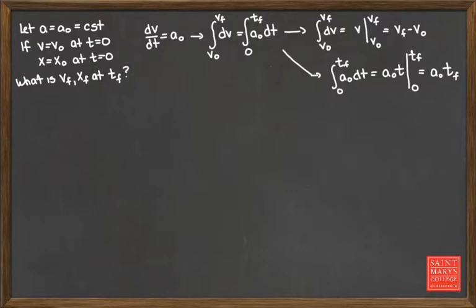Putting everything together, the left-hand side was v final minus v naught. The right-hand side was a naught times t final. If I rearrange this and drop the f's and just say v equals v naught plus a naught times t, which is the expression we had in class.